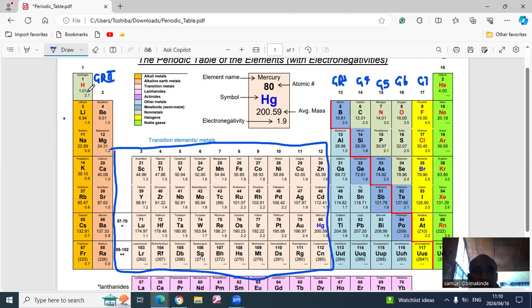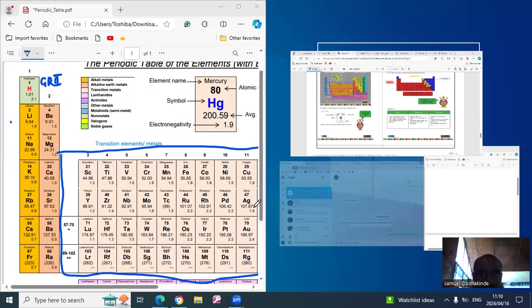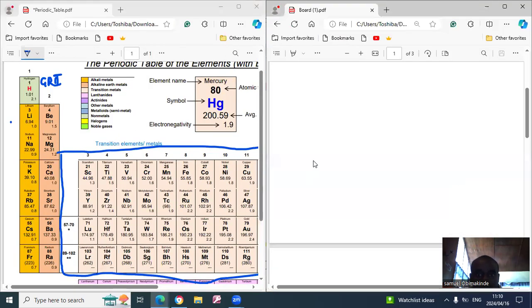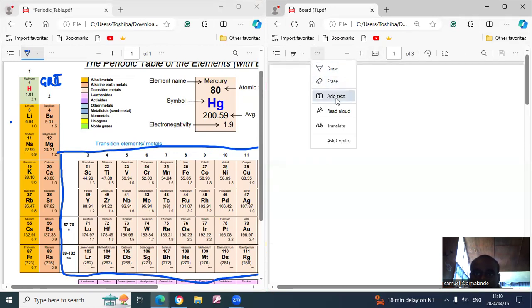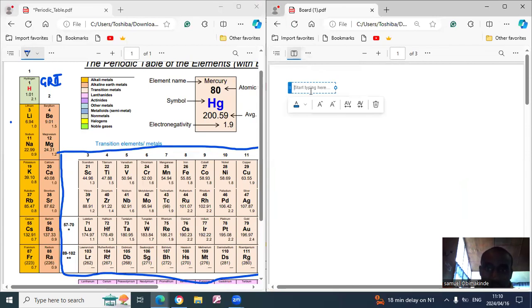The number at the bottom represents the mass number, and the mass number is the sum of the number of protons and neutrons in the nucleus of an atom. So let me just write some things here. Right, so for example, the example we are looking at is hydrogen, right? Hydrogen, this element here.